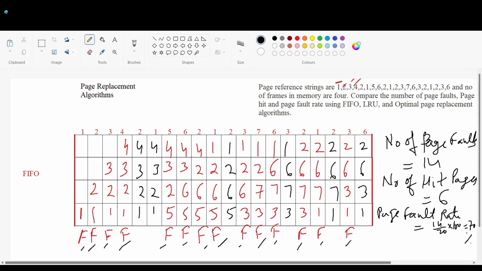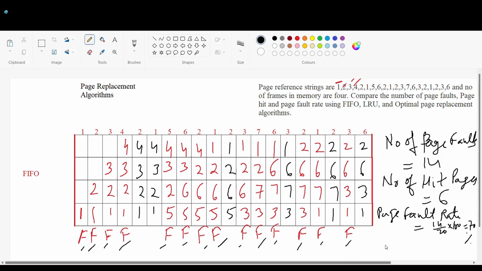So the number of page faults is 10. And the number of page hits, because the total number of pages is 20, is also 10, right? Now the page fault rate is equal to the number of page faults divided by the total number of pages, multiplied by 100. So it will be 50%, right? So this is the page fault rate. I hope you understand this algorithm, the LRU algorithm.